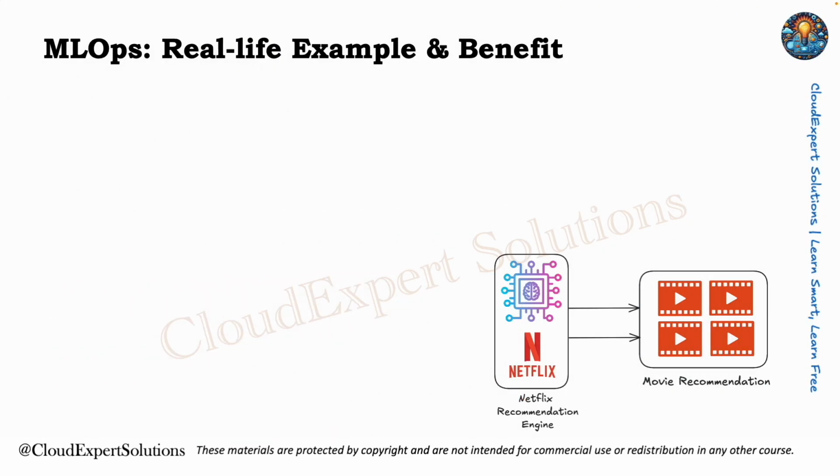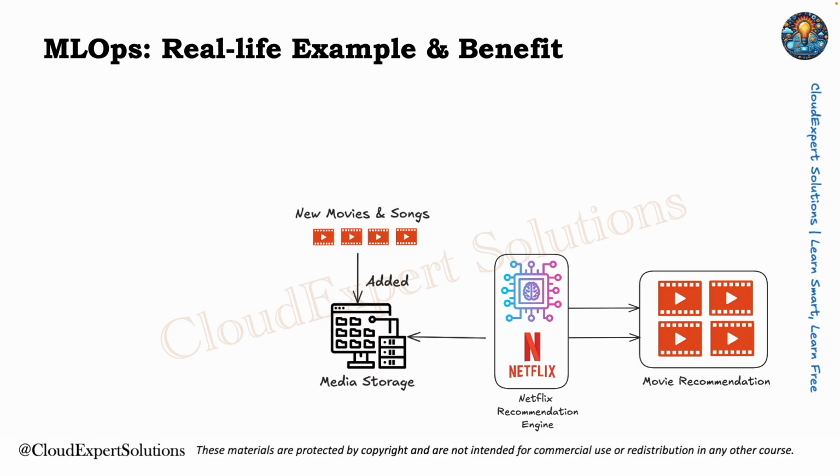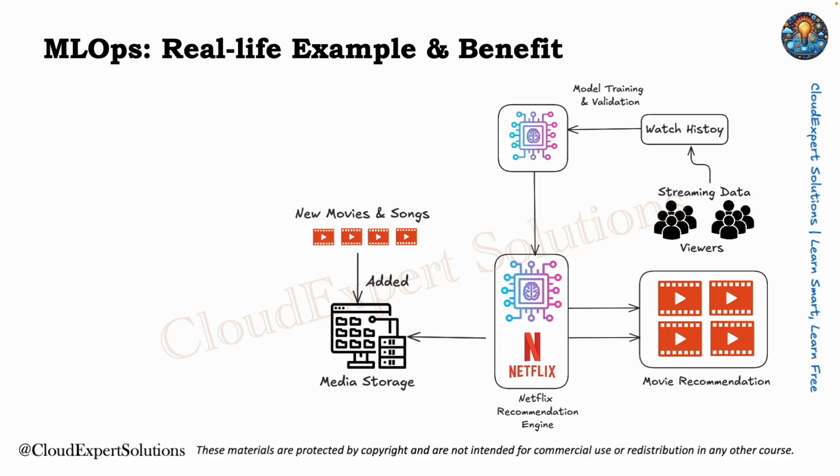Now let's make it concrete. Think of a streaming service like Netflix or Spotify. Their recommendation engine is a machine learning model. New movies and songs are added every day. An MLOps system automatically takes this new data, retrains the model, tests that the new version is actually better, and then deploys it seamlessly into production, all without you ever noticing a glitch in your service.